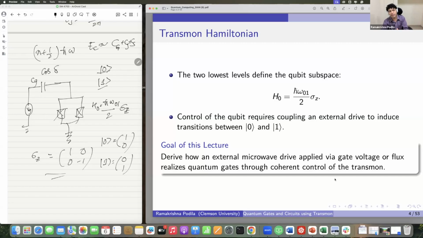So from scratch we have set up the mathematical formalism, and then we have seen how to make this transmon. And now we're going to see, using this transmon, how I can actually make it work like a qubit, right? Are there any questions on how we're coming up with this Hamiltonian?